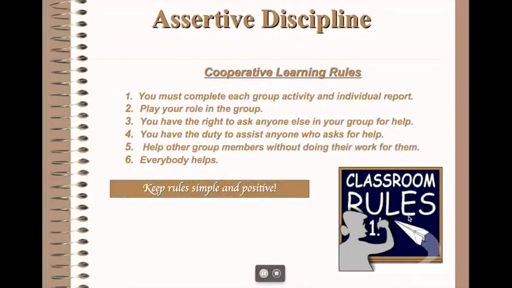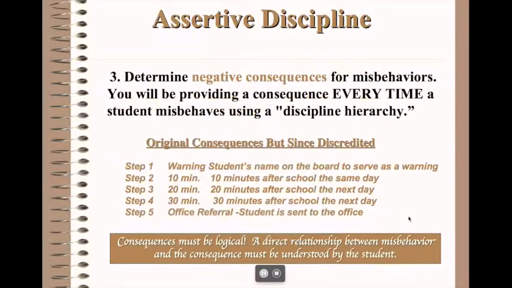If you're implementing cooperative learning, we'll find those classrooms also have a set of rules that deal with the cooperative learning environment. We must complete each group activity and individual report together. We play our role in the group. You have the right to ask anyone else in your group for help. You have the duty to assist everyone who asks for help, and so forth. So you keep the rules simple and you keep them positive in the Cantor system.